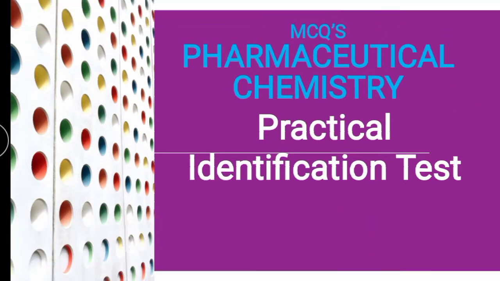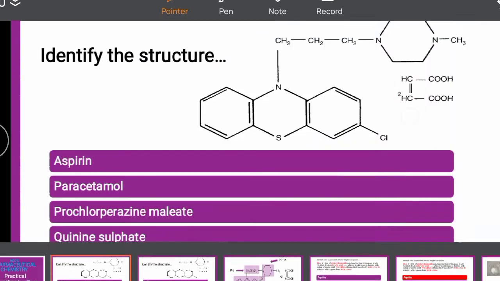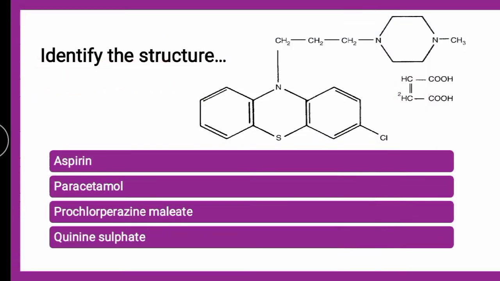So to start with part 3 from the identification test, in the earlier two parts we have covered a few of the MCQs regarding the significance, the skills required for the identification test, and the solubility chart we have discussed in brief. So all these questions in the earlier two parts we have studied, and now to start with part 3, the first question is: identify the given structure.